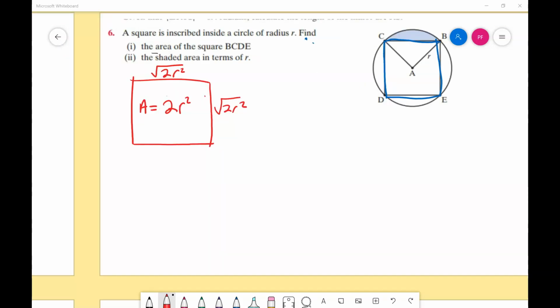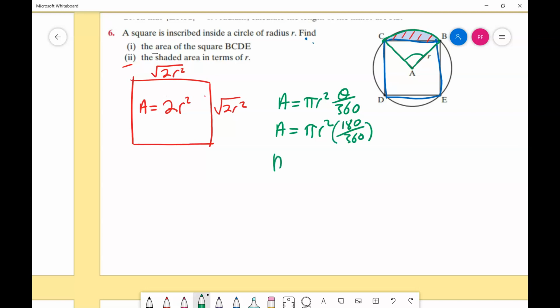Okay, so we have to find now in part 2 the shaded area up here. So if I look at it in terms of a sector first, I'll find the area of that entire sector. Now what's the angle at the center here? Well, I know that angle at the center is 90 degrees. So the area for the sector of a circle is pi r squared times theta over 360. So area is equal to pi r squared times theta, which is 180 over 360. So the area there is equal to pi r squared over 2.